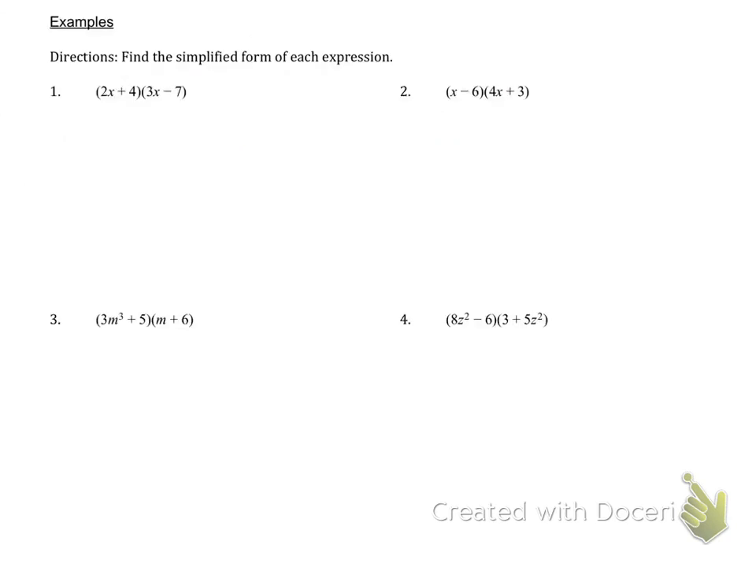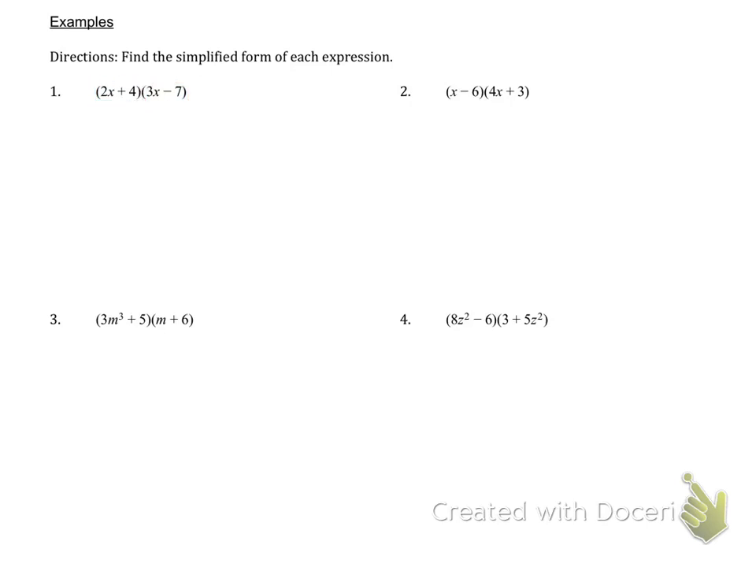Now let's do some example problems of multiplying two binomials. So the directions state, find the simplified form of each expression. So I have two binomials. Here's the first one in the first set of parentheses, and then here's the second one in the second set of parentheses. And our goal is to multiply each term in the first set of parentheses by each term in the second set of parentheses.